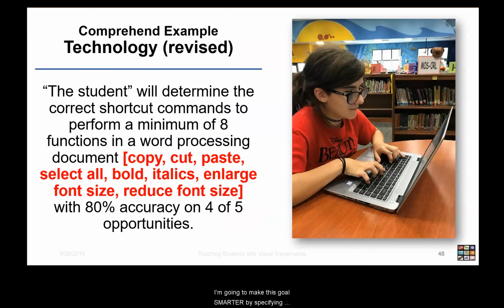I'm going to make this goal smarter by specifying those commands that need to be learned so there's no confusion if the student were to move to another school. The goal now reads, the student will determine the correct shortcut commands to perform a minimum of 8 functions in a word processing document. Copy, cut, paste, select all, bold, italics, enlarge font size, reduce font size, with 80% accuracy on 4 of 5 opportunities.